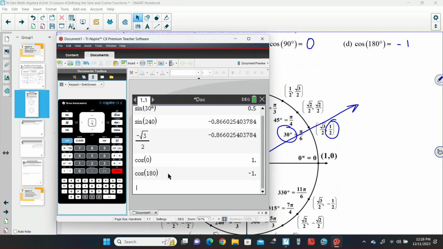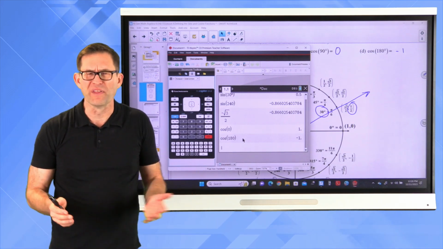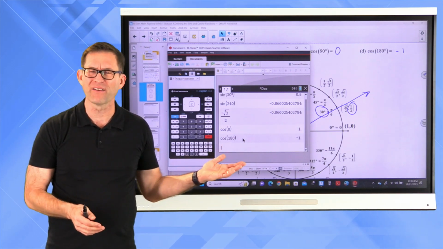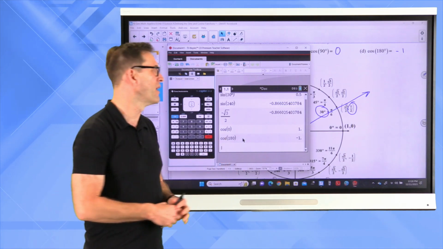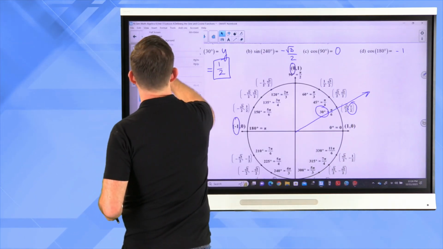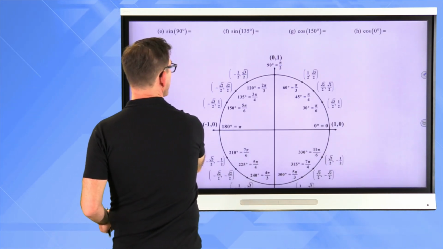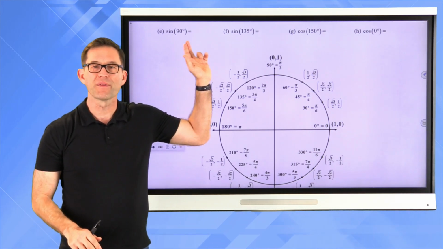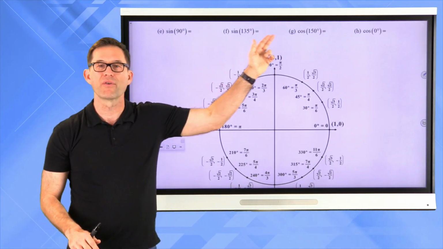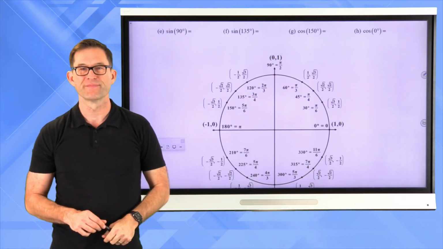And again, you wouldn't have even been able to think about that. That would have been like, how do I do the adjacent side divided by the hypotenuse if the angle is 0? How do I do it when the angle is 180? Impossible, right? Okay. So now what I'd like you to do, these are going to get a little bit uglier, right? Figure out what the sine of 90, the sine of 135, the cosine of 150, and the cosine of 0 are.